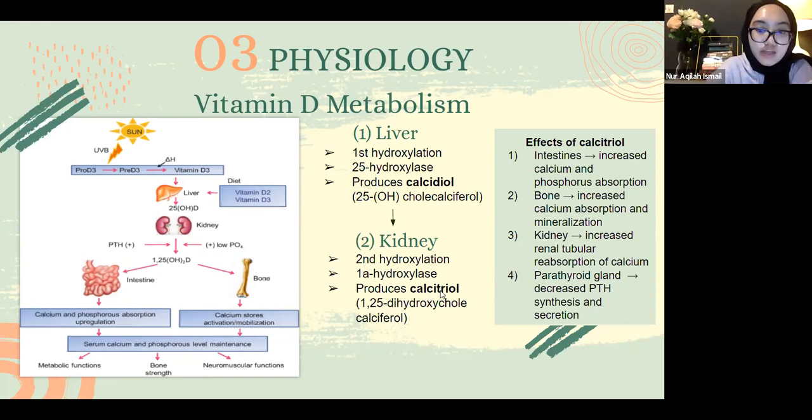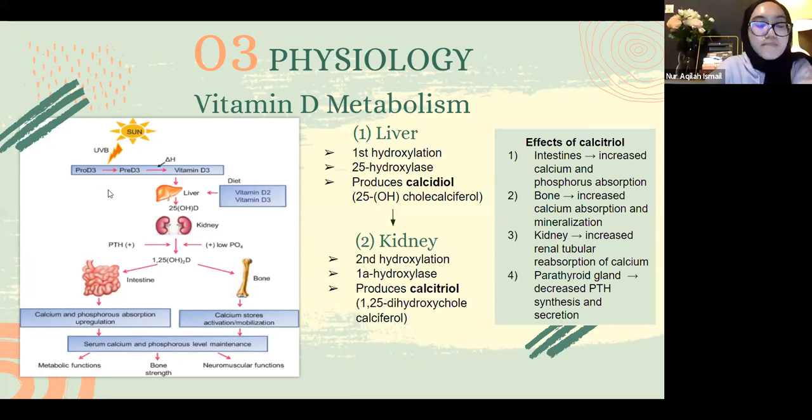1,25-dihydroxycholecalciferol. And this calcitriol is the active form of vitamin D, and it's a hormone that affects many organs, including the intestines. It increases calcium and phosphorus absorption. In bone, it increases calcium absorption and mineralization. In kidney, it increases renal tubular reabsorption of calcium. And in the parathyroid gland, it decreases PTH synthesis and secretion, which is sort of a negative feedback.